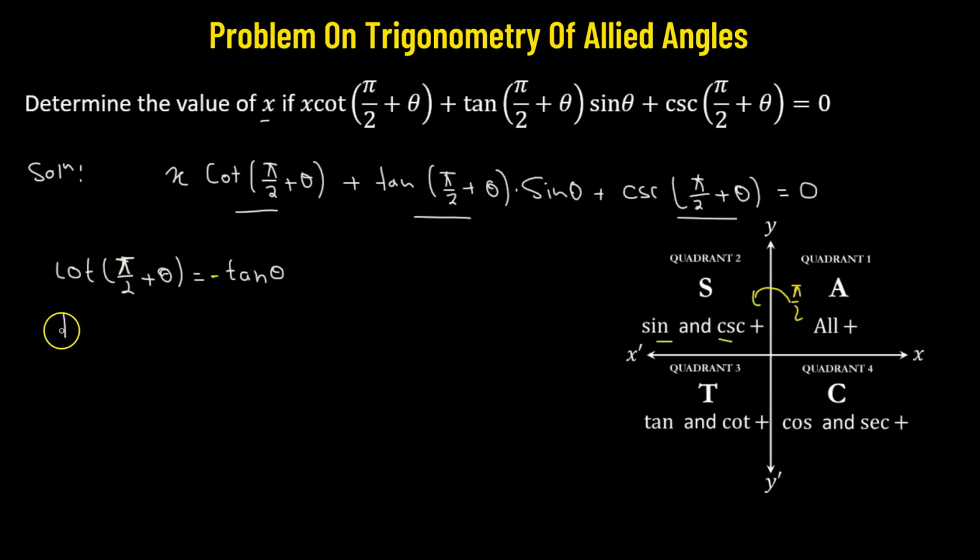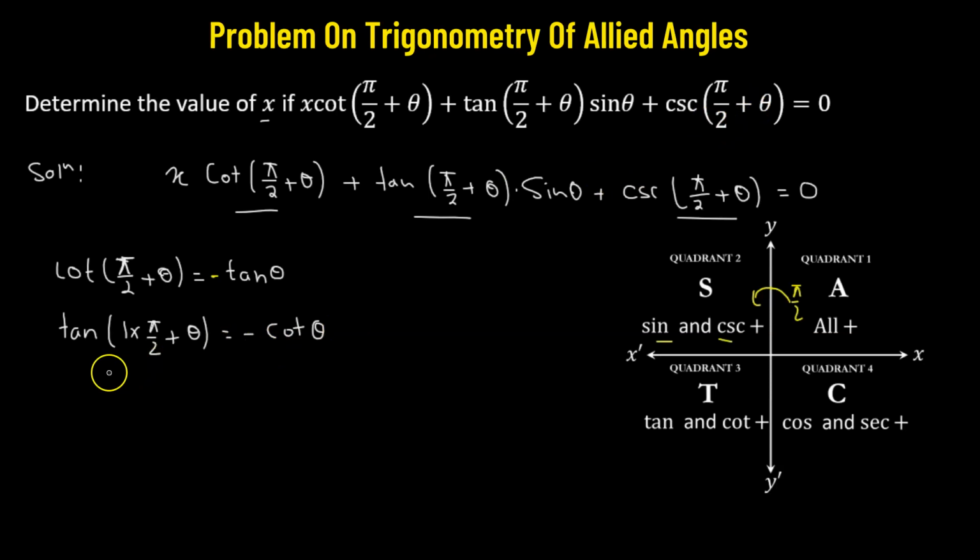Next, we have tangent of pi over 2 plus theta. So we have an odd multiple of pi over 2. So tangent is going to transform to cotangent. We're going to get cotangent of theta using the same logic. Pi over 2 plus theta lies in the second quadrant, where only sine and cosecant are positive, everything else is negative. So we have negative cotangent of theta.